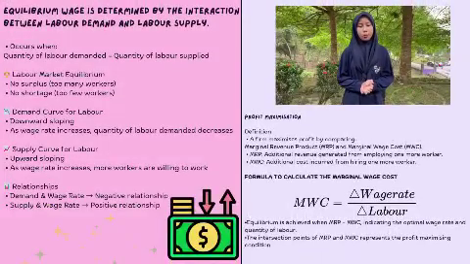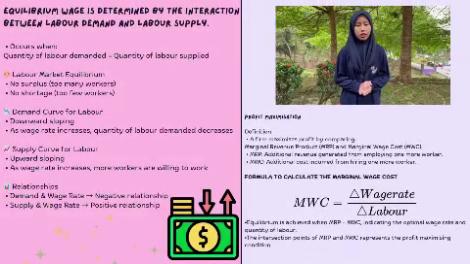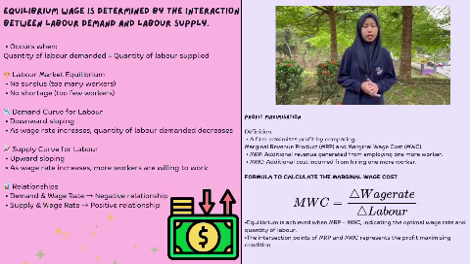Next is equilibrium, which is determined by the interaction between labor demand and labor supply. The equilibrium wage rate is set where labor demand equals labor supply. At this point, there is no surplus or shortage of labor.